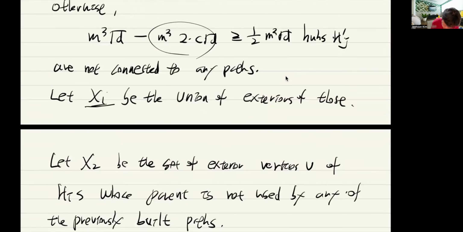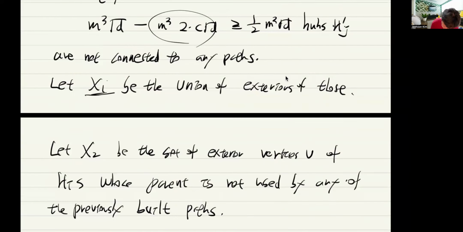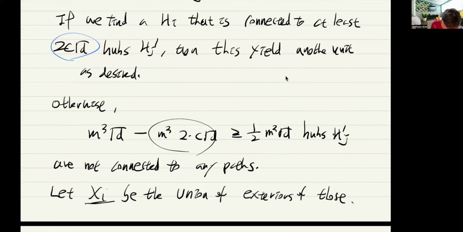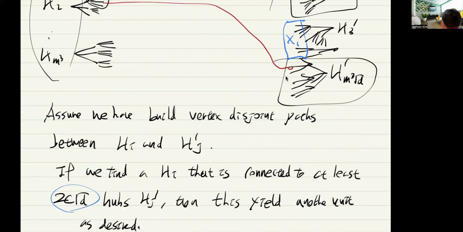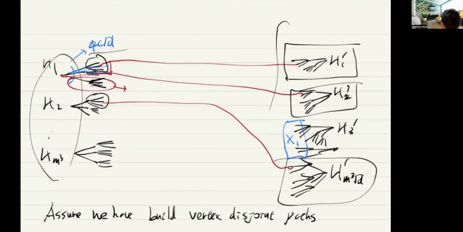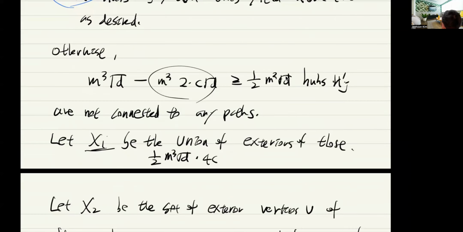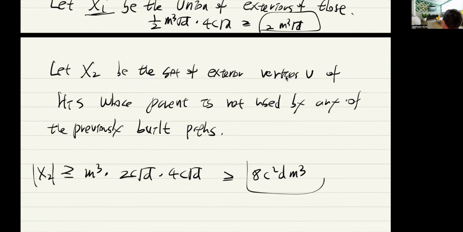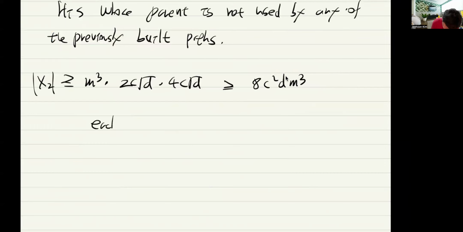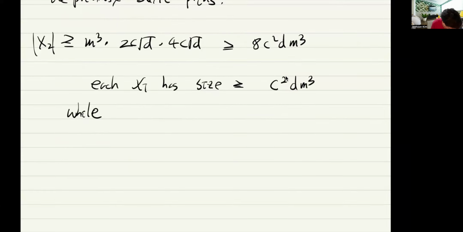Okay, and then this size, what? At least this many of them are not connected. Then you expand 4c d times 4c square root of d. It's like half m cubed square root of d. So both of them have size like each xi has size at least like c squared d m cube, while the vertices we have to avoid.